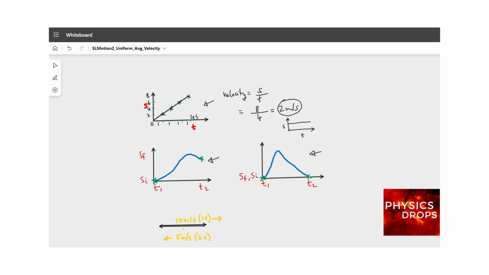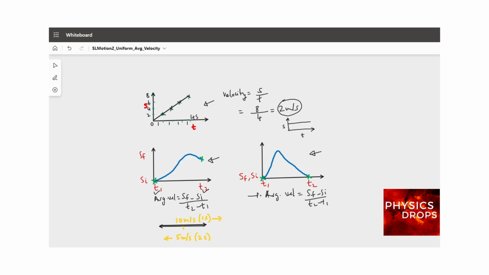Again here, let's try and measure the velocity between time intervals t1 and t2. We know that velocity is change in displacement by change in time, in this case the average velocity. So it is the final displacement minus the initial displacement. We can call this average velocity sf minus si by t2 minus t1. And here too, the average velocity is going to be sf minus si by t2 minus t1.